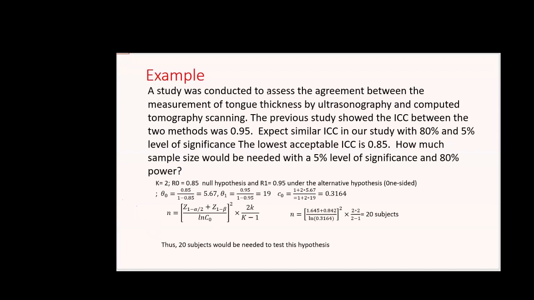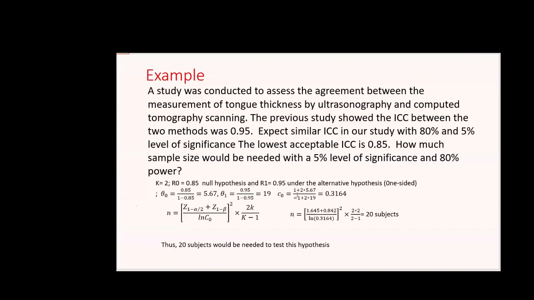Now, there is another example for the intra-class correlation. A study was conducted to assess the agreement between the measurement of tongue thickness by ultrasonography and computed tomography scanning. A previous study shows that the ICC between the two methods is 0.95. We expect a similar ICC in our study with 80% power and 5% level of significance. So you want that in my study it is also 0.95. The lowest acceptable value of ICC is 0.85. How much sample size would be needed for 5% level and 80% power?